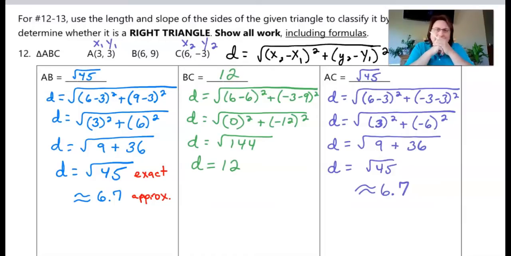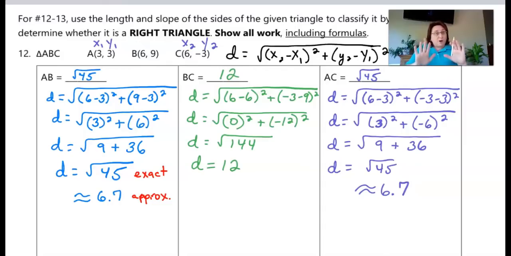So if we're classifying a triangle by its sides, we have to look at the lengths. If you notice, we have a length of the square root of 45, a length of 12, and a length of the square root of 45. So we have two sides that are congruent. What would be the classification of this triangle by its sides? Remember, by its sides it is either scalene, isosceles, or equilateral. Which one do we have? We have an isosceles triangle because we have at least two sides that are congruent.